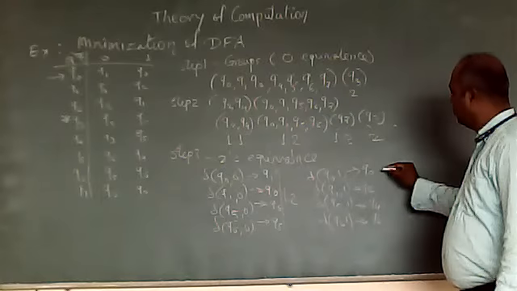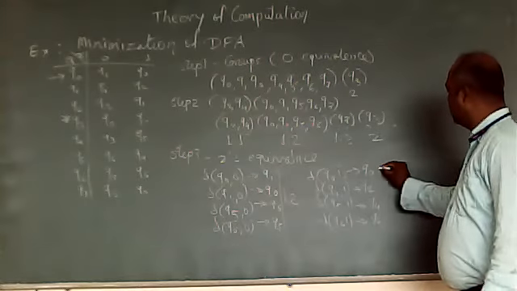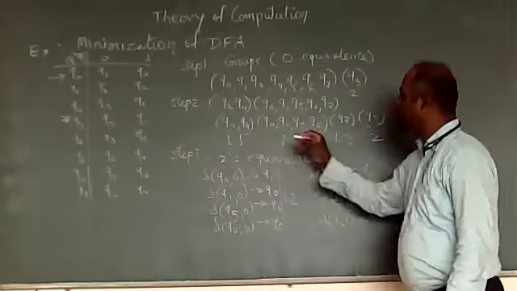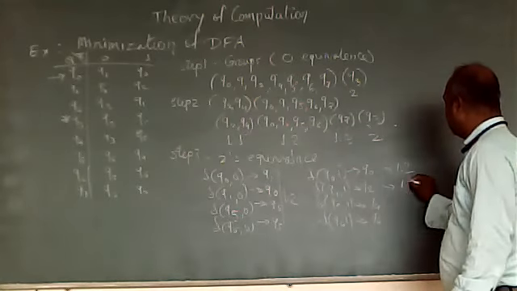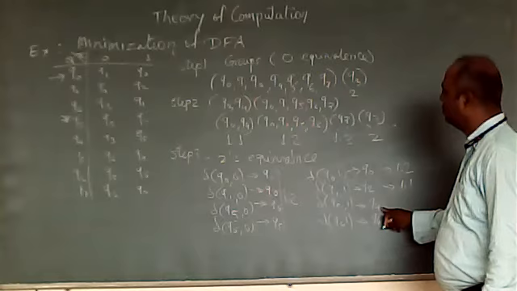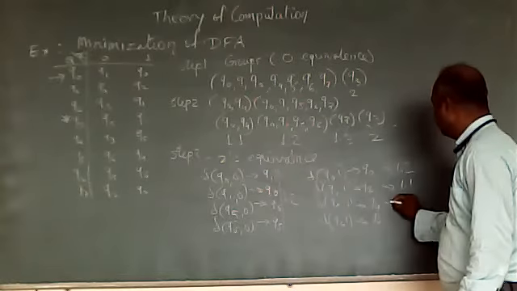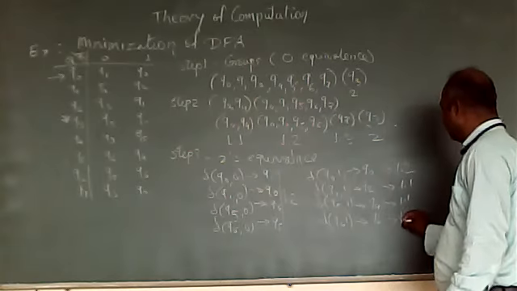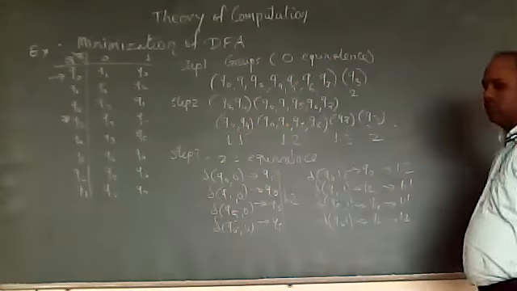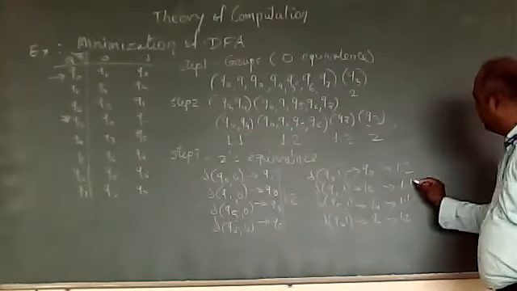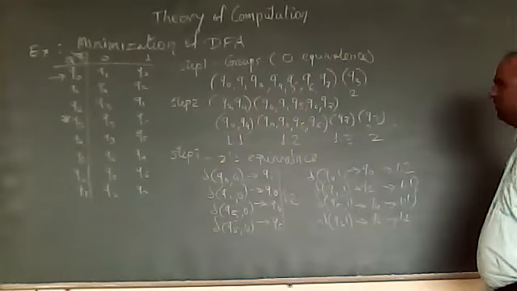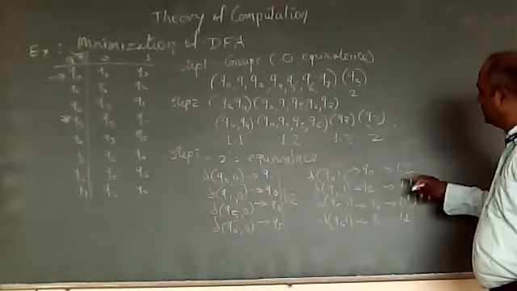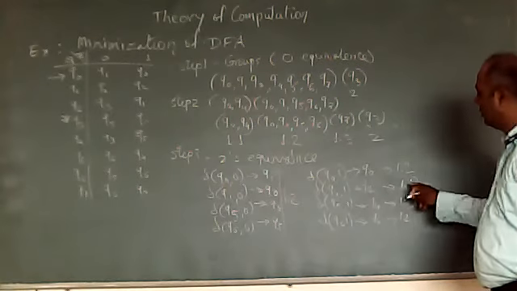Q0 belongs to 1.2. Q2 belongs to 1.1. Q4 belongs to 1.1. And Q6 belongs to 1.2. Okay. So out of these 4, Q1 and Q5 are showing different properties. They are going to a different group, and these 2 are going to the same group.